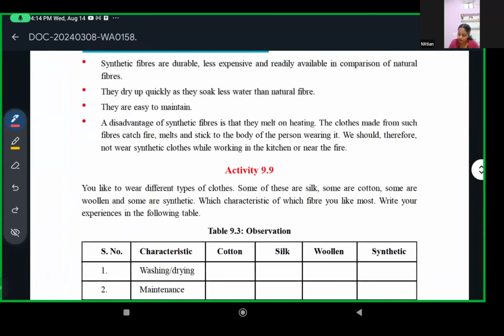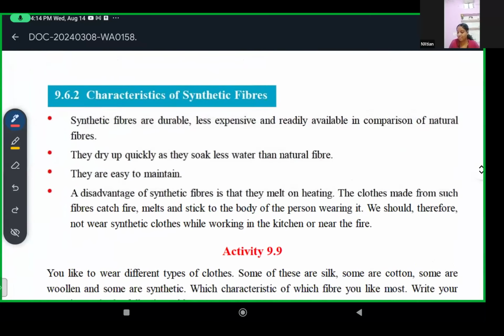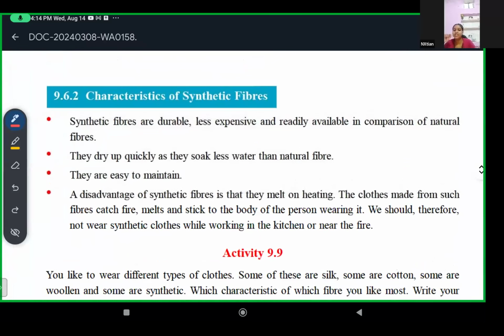Let's talk about the characteristics of synthetic fibers. How do we know that something is a synthetic fiber? They are durable, which means they can be used for a long time. They do not get easily used up. They are less expensive and readily available in comparison to natural fibers.